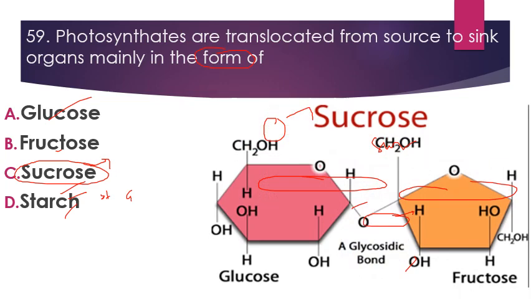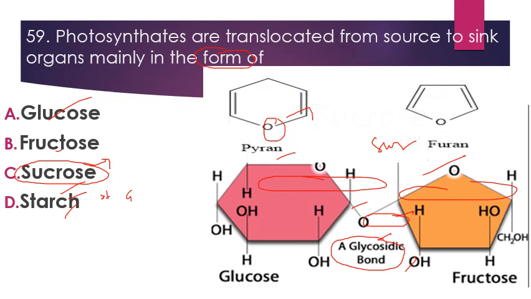As we know that sucrose is a disaccharide, it consists of one glucose and one fructose molecule, and they are joined by the bond which is known as the glycosidic bond. And these glucose and fructose forms are derived from two chemical compounds which are known as pyran and furan. Pyran is equivalent to the glucose form, and furan form is the fructose form.